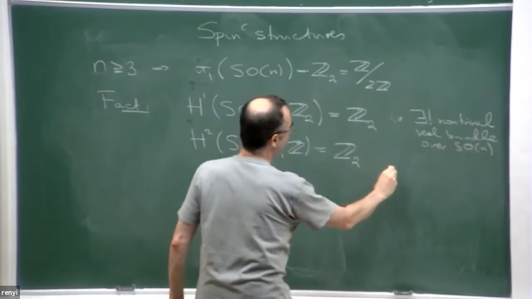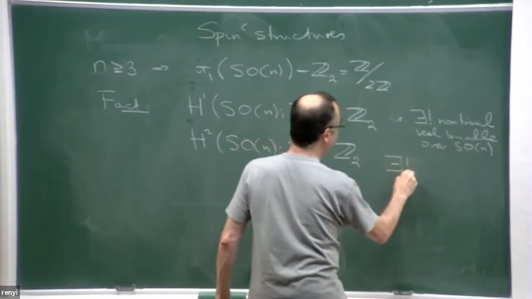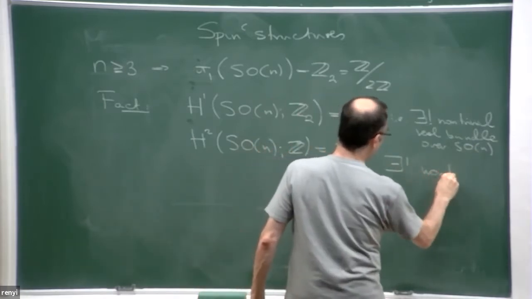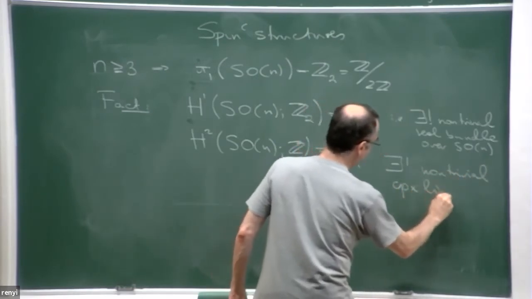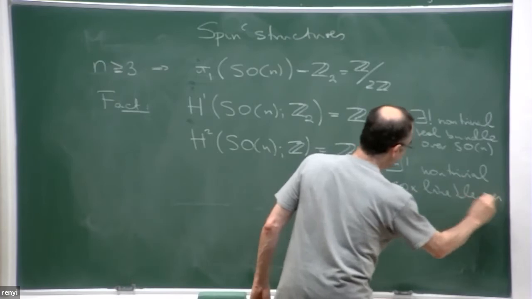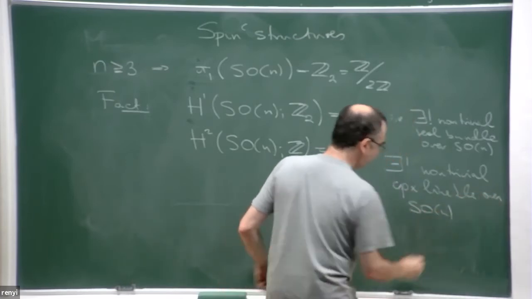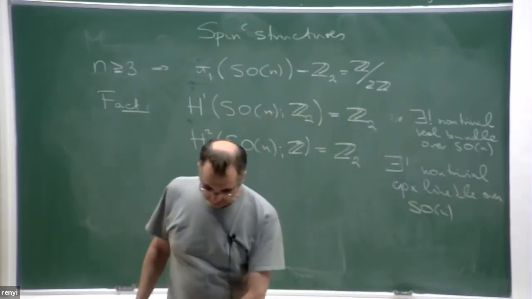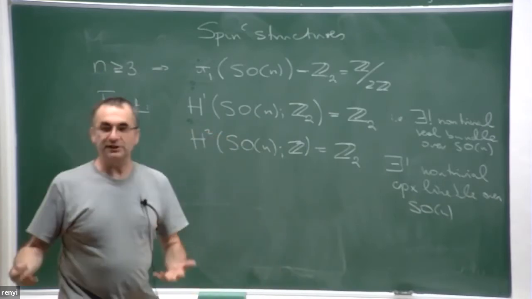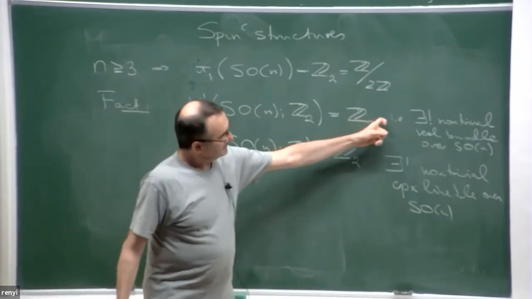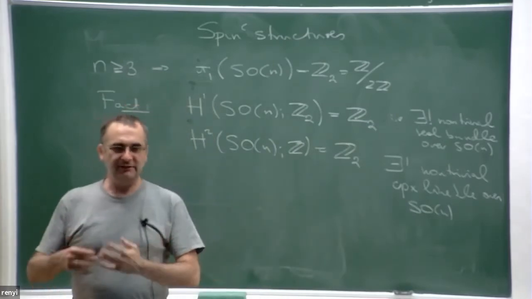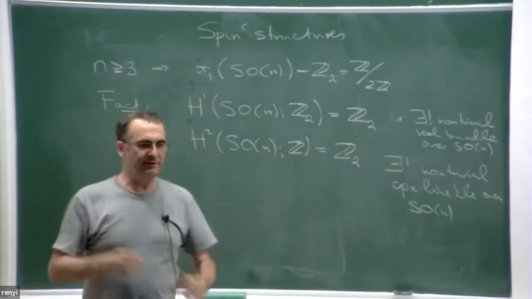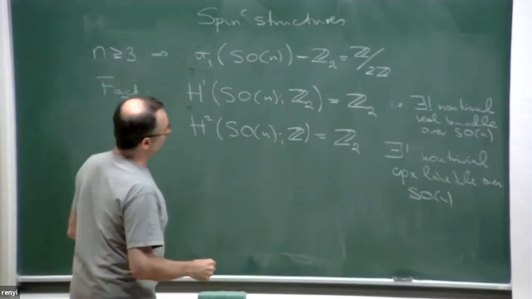This line means that there is a unique, non-trivial complex line bundle over SO(N). So we will somehow consider these line bundles and the corresponding principal bundles, and it will turn out that they will form groups, and these will be our main interest, these groups.